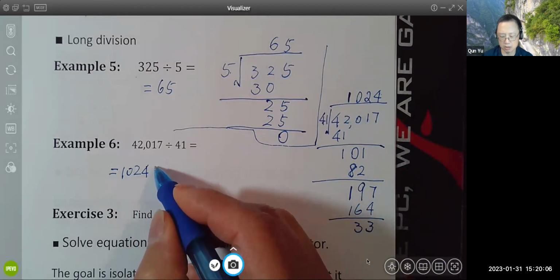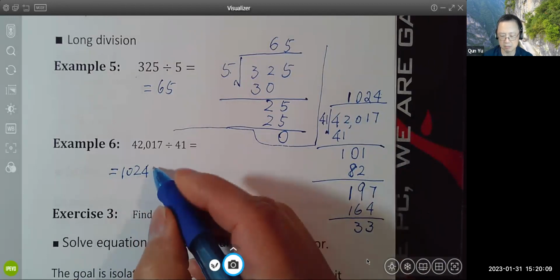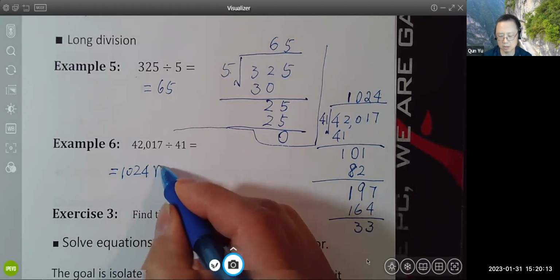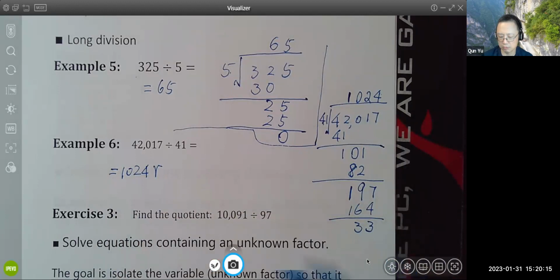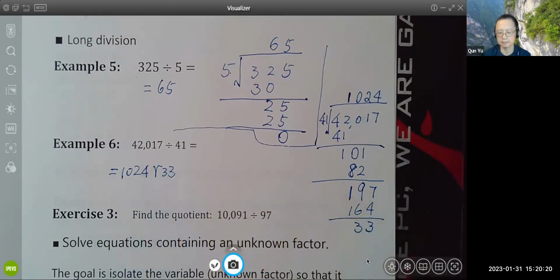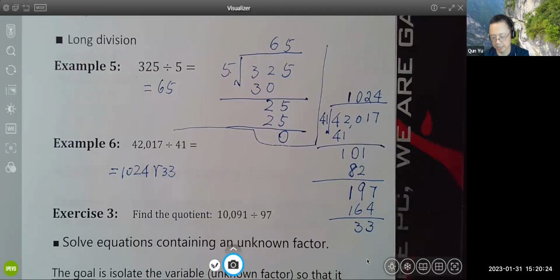You use the letter R. Sometimes people use a capital letter. Sometimes people use a lowercase letter. Either way is okay. Then you follow it by this remainder. So that's how you write the answer.